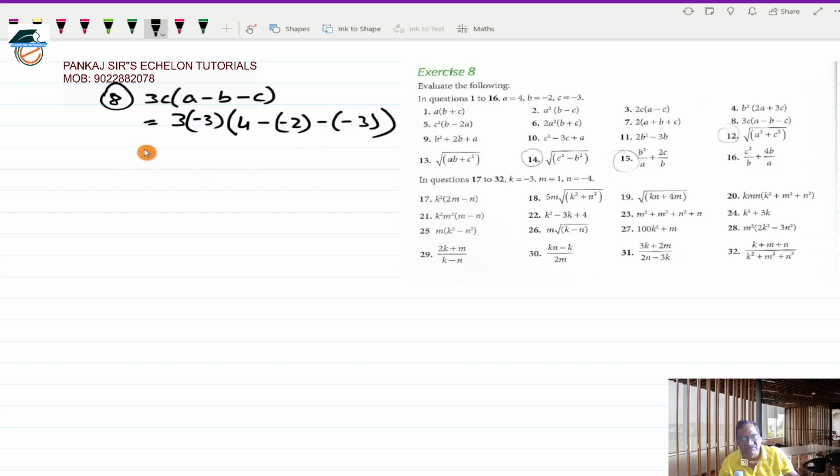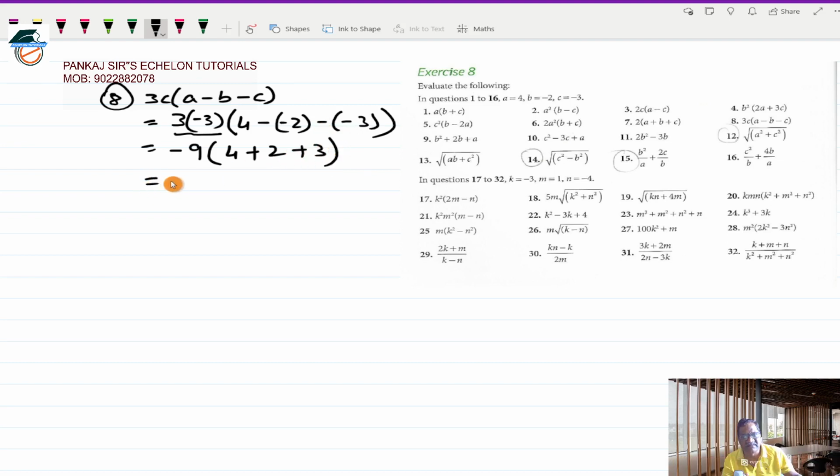Is that clear? Now I'll work out the outside of the bracket first: 3 into minus 3 will be minus 9. Then inside this bigger bracket, I'm going to work out the smaller brackets first. I'll put this 4. Now minus into minus is plus, and then I'll put 2. This is known as removing the bracket. When I multiply the sign outside the bracket with the sign inside the bracket, that helps me remove the bracket. So minus into minus is plus, and then when I put 2, I need not put the bracket again. Then minus into minus is plus, so plus 3.